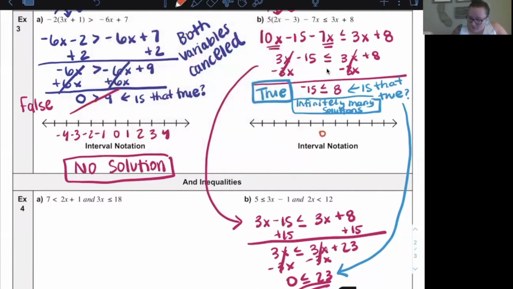So if you label your graph, infinitely many solutions means that any number will make this inequality a true statement. Anything you plug in for x will make this inequality true. If you plug in 0, it'll work. If you plug in 0.5, it'll work. If you plug in 1.1, 2.9, 4.1, 5.5, 4, 3, 2, any number, any negative number as well. All of these numbers are solutions for this inequality. So that means the whole number line is your solution. So you're literally graphing the entire number line.